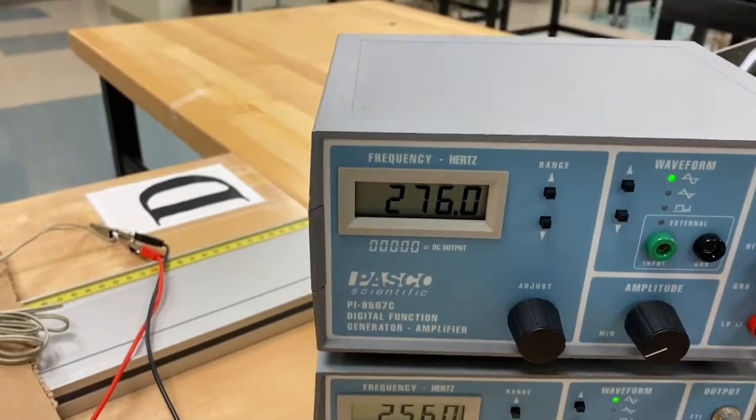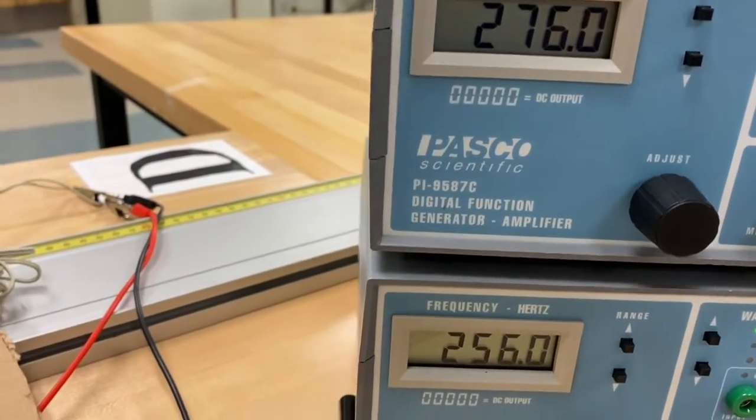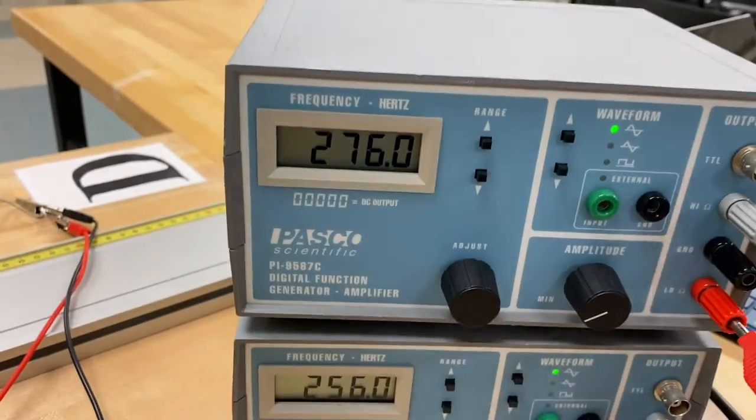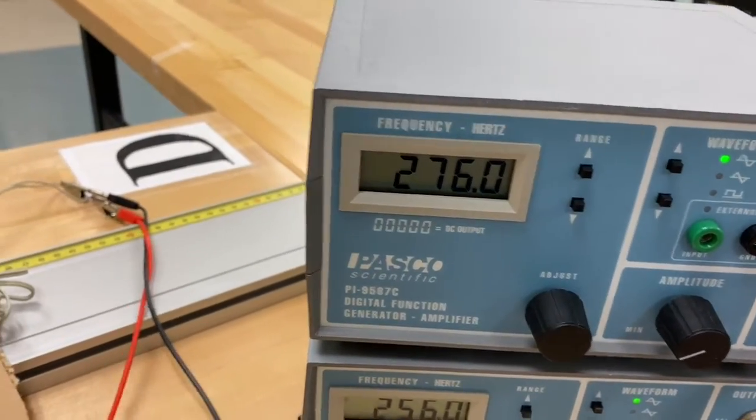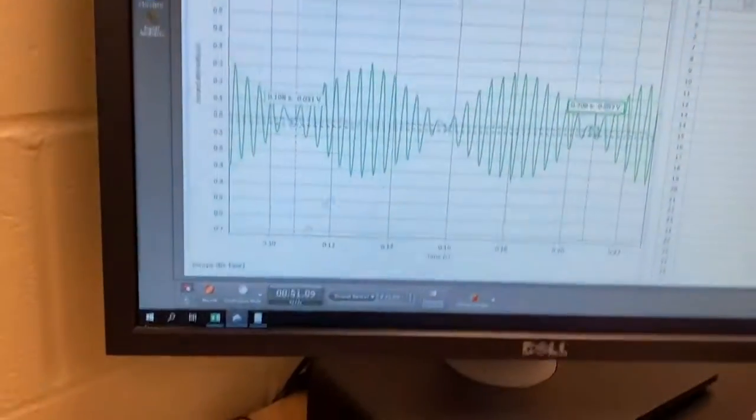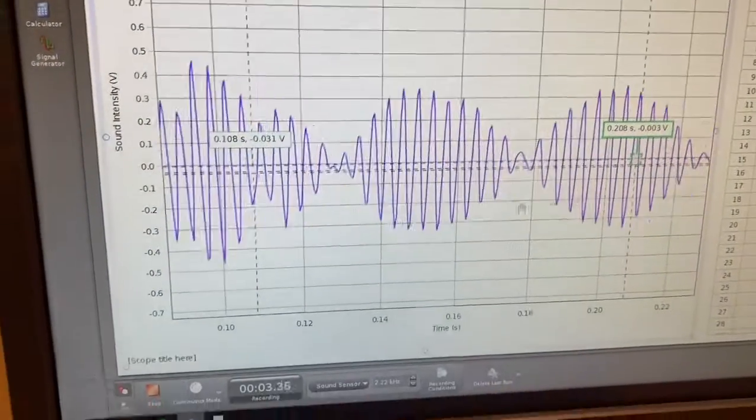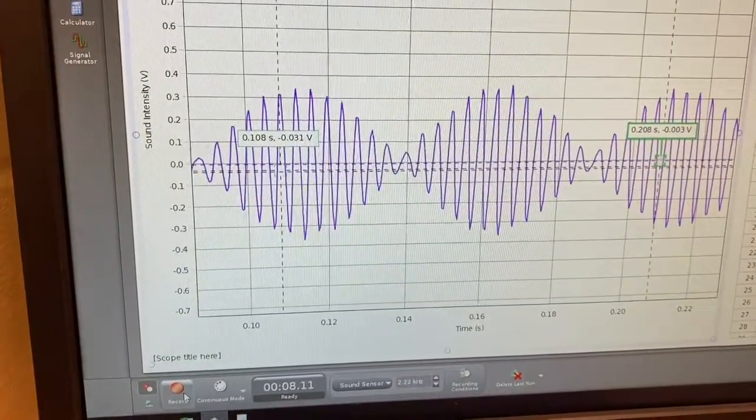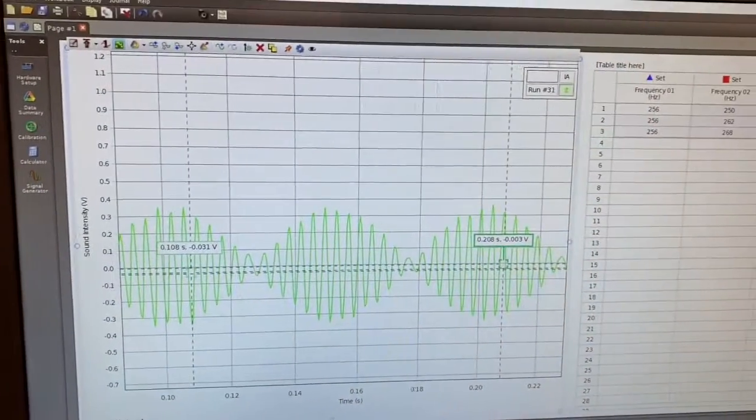Okay, now I'm going to get the beat frequencies of these two frequencies. The frequency of generator 1 is 256, the frequency of generator 2 is 276, so the difference is 20 hertz. So I'm going to generate the sound waves. Now both speakers are working, and I'm going to record the wave. So this is the wave, so you can see the beats. So now I can capture this wave. So I captured that. Now I can turn off the speakers.